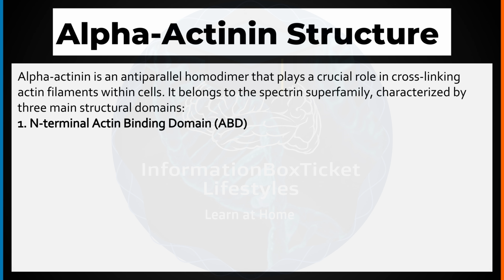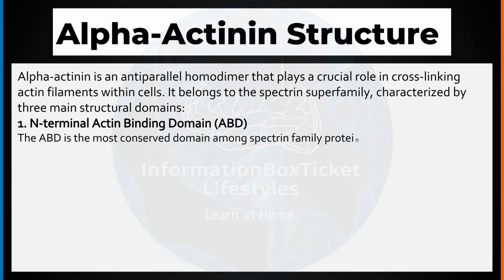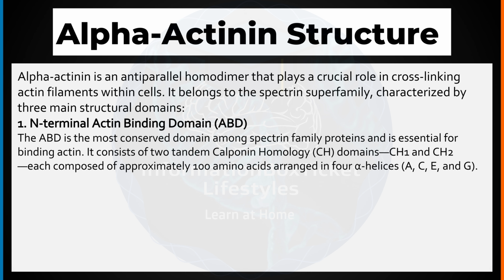First, the N-terminal actin-binding domain. The N-terminal actin-binding domain is the most conserved domain among spectrin family proteins and is essential for binding actin. It consists of 2 tandem calponin homology domains, calponin homology 1 and calponin homology 2, each composed of approximately 100 amino acids arranged in 4 alpha helices, A, C, E, and G.